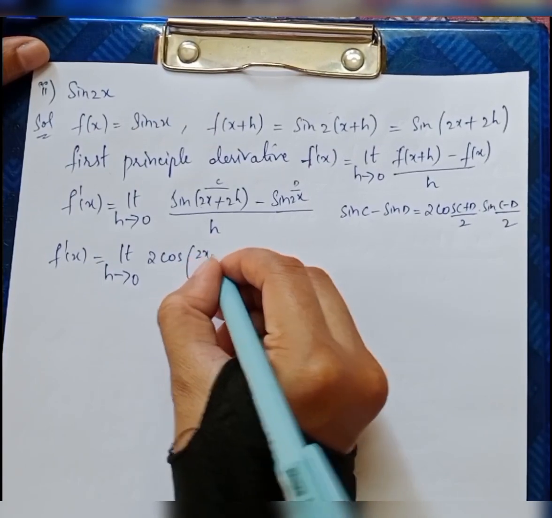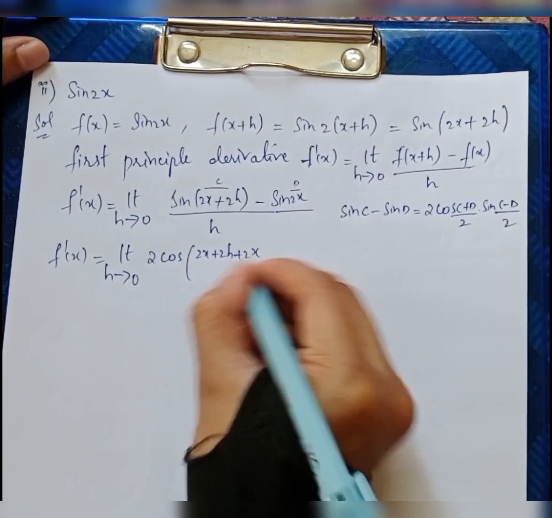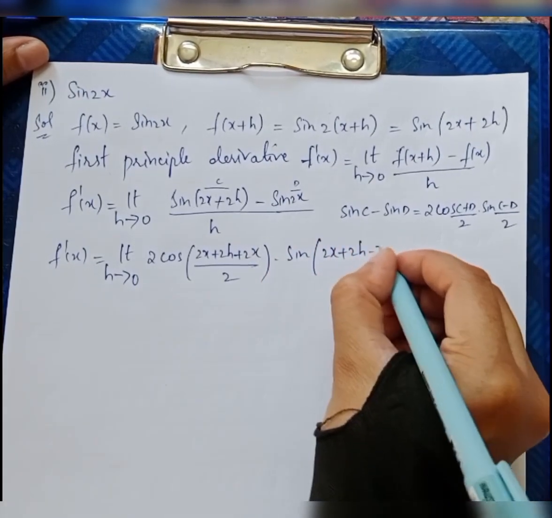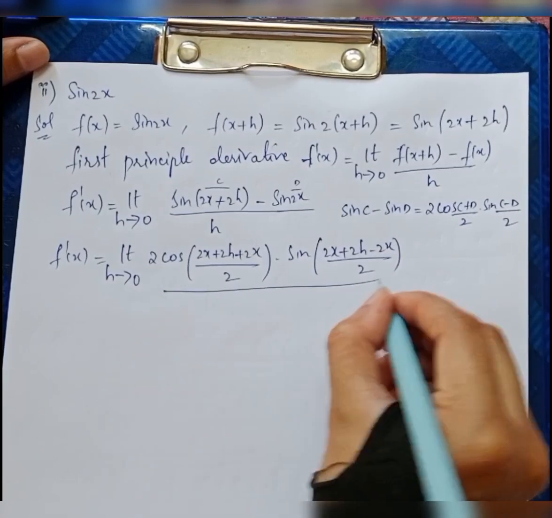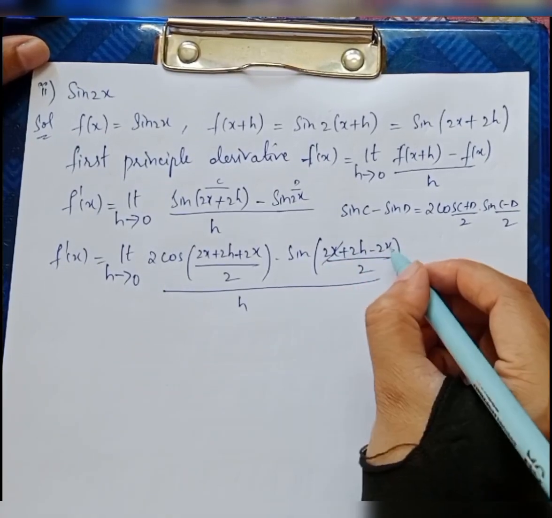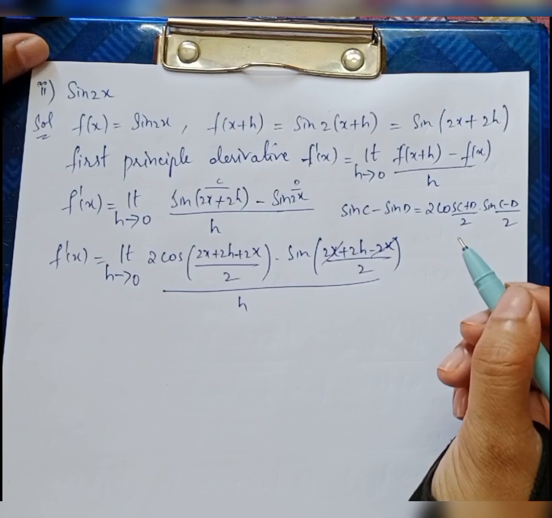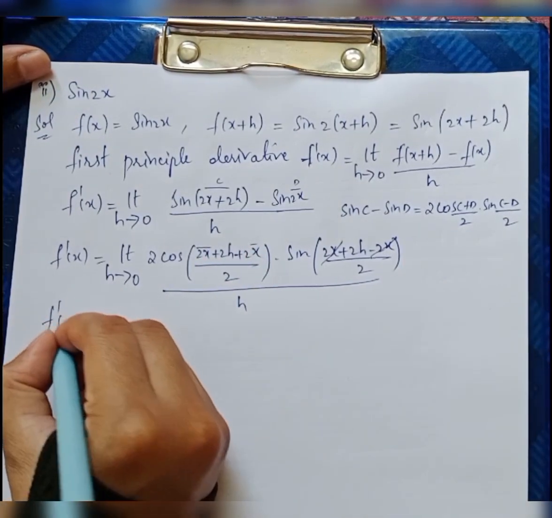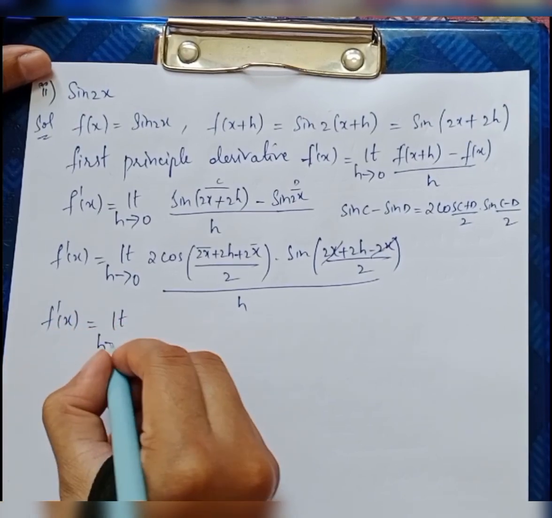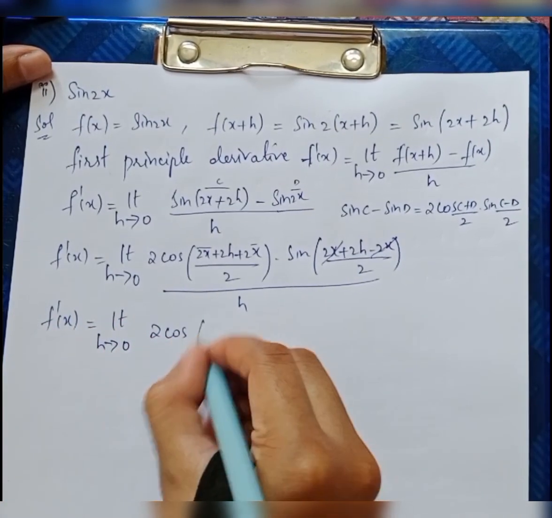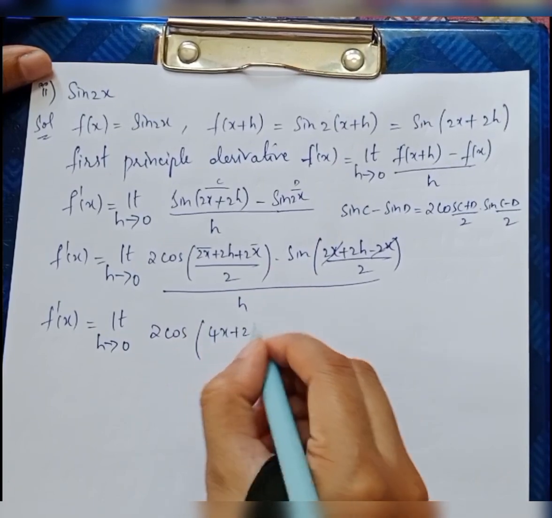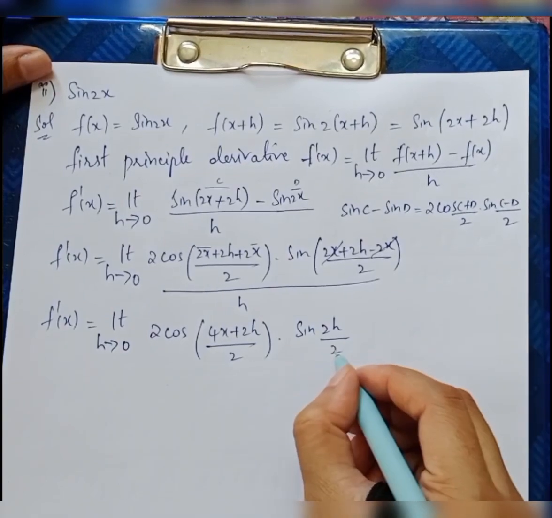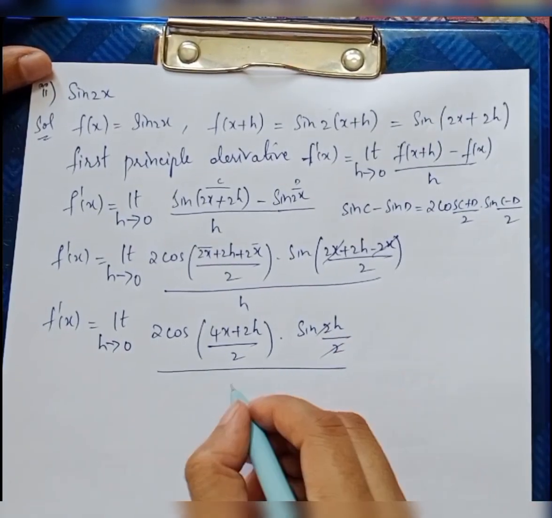So it is (2x + 2h + 2x)/2 into sin((2x + 2h − 2x)/2) whole by h. So here this plus 2x and this minus 2x get cancelled, and here we need to add the x terms. So f'(x) equals limit h tends to 0, 2 cos((2x + 2x + 2h)/2), that is (4x + 2h)/2, into sin(2h/2). Here also this 2 gets cancelled by h.